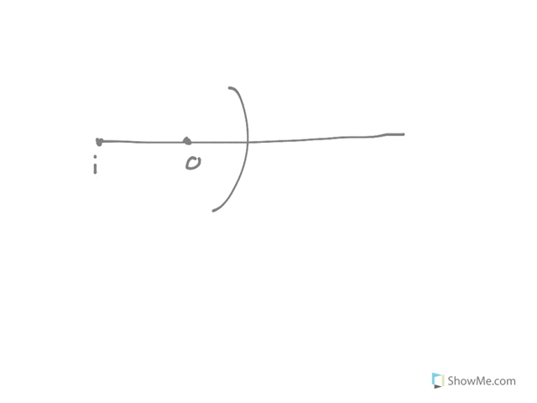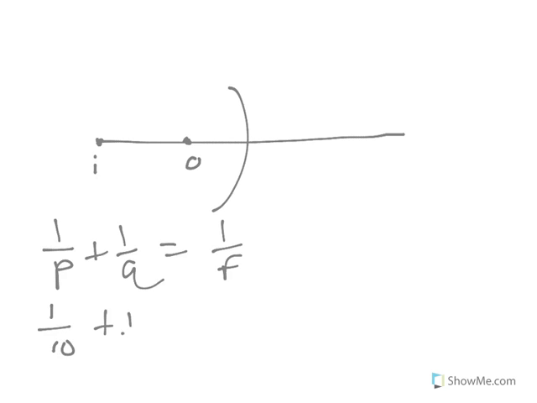So I need to do this formula real quick. 1 over P plus 1 over Q equals 1 over F. And since everything's in front of the mirror, everything should be positive. Now, how did I know it was positive? Well, on a concave mirror, the only way you can get a real image is if it forms in front of the mirror. Okay, so I do 1 divided by 10 plus 1 divided by 25 equals 1 over F.